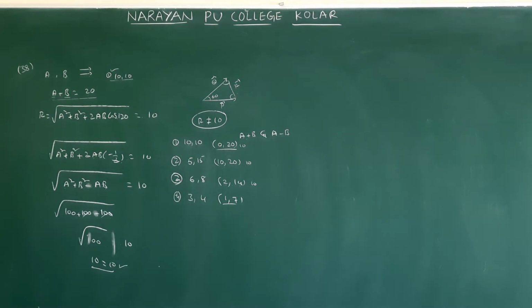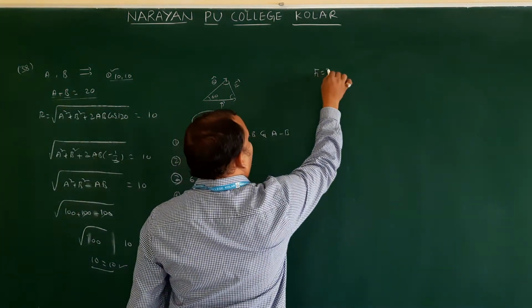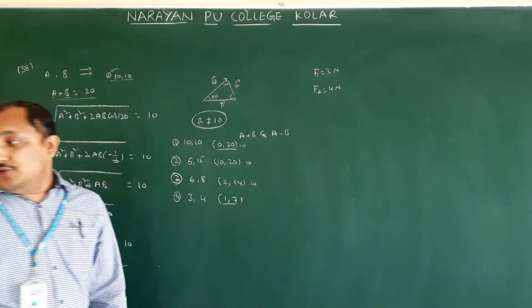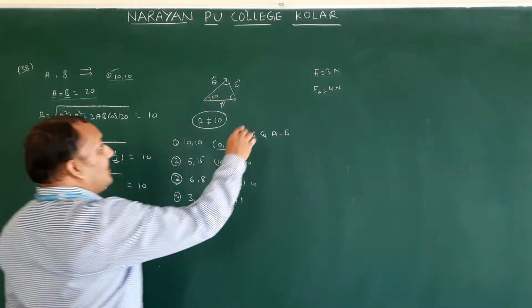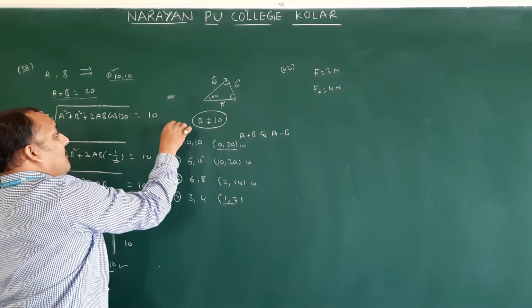Next question number 42. So they gave two forces, 3 newtons, 4 newtons, at an angle of theta. Two forces 3 newtons, 4 newtons. F1 is 3 newtons, F2 is 4 newtons. That is question number 42. This is question number 41.